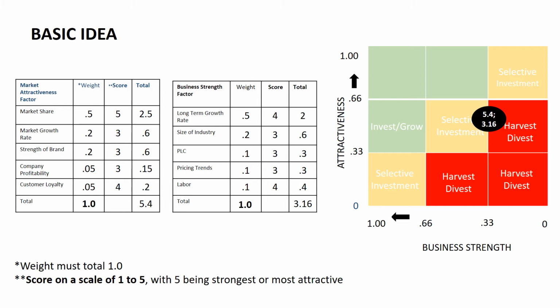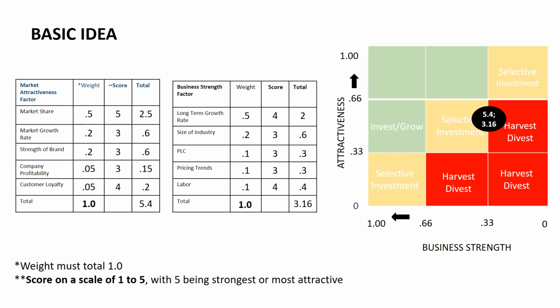You then score each factor on a scale of 1 to 5. So if I thought my company did extremely well with market share, I would give them a score of 5. You then multiply the score by the weight for a total. You then total all of the factor totals to get a coordinate. And in the case I have on this slide for attractiveness, it is a score or a coordinate of 5.4.